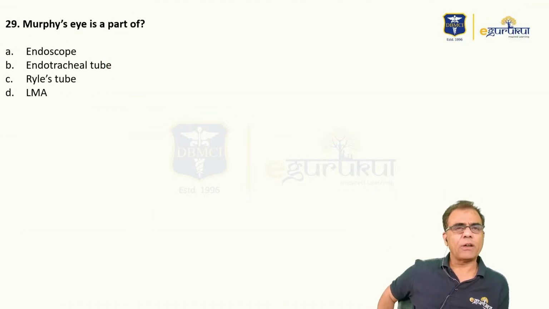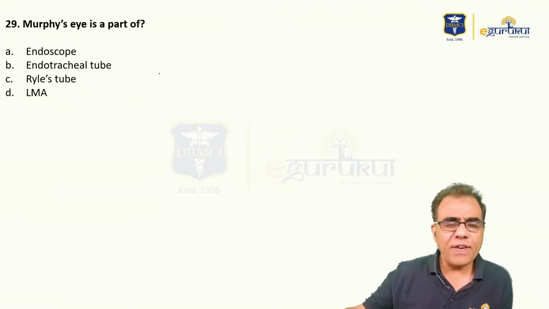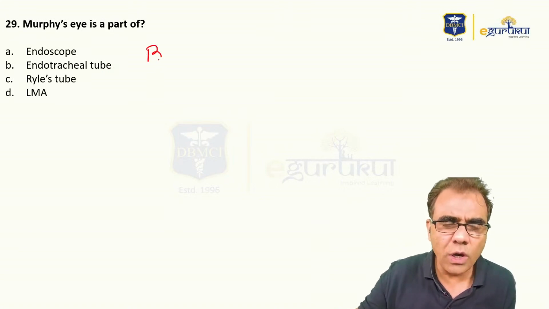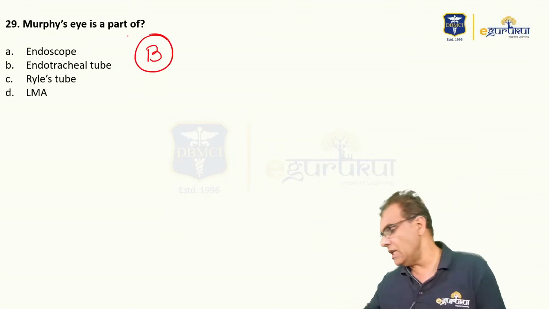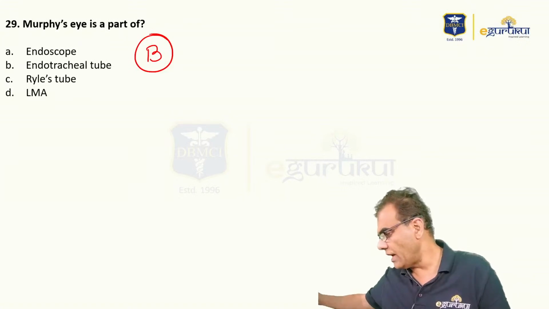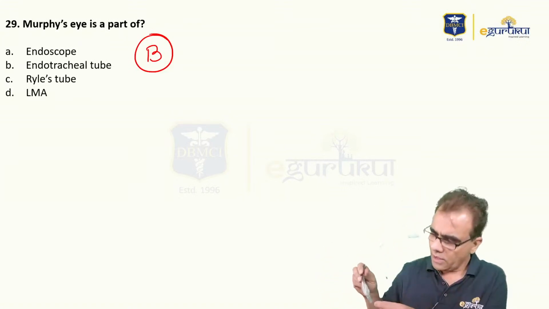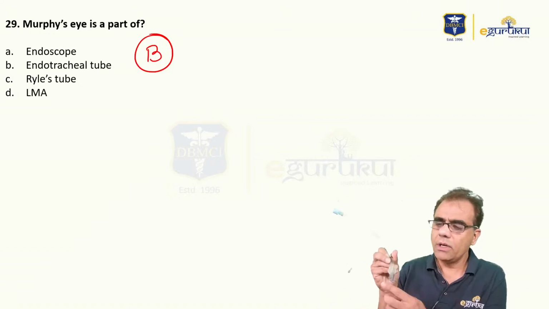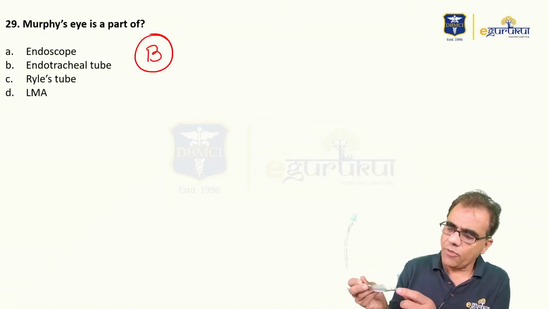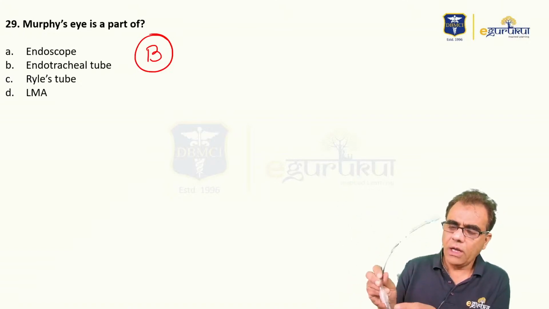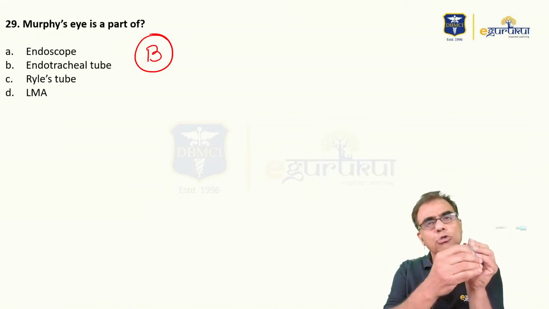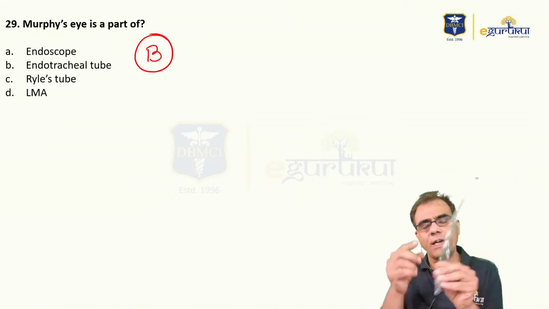Murphy's eye is a part of: endoscope, endotracheal tube, Ryle's tube, LMA. Murphy's eye is an additional hole seen in a PVC, polyvinyl chloride, endotracheal tube. You can see this additional hole. This is Murphy's eye. So even if the main lumen gets blocked, it is possible to ventilate the patient through the side hole. This is called Murphy's eye.